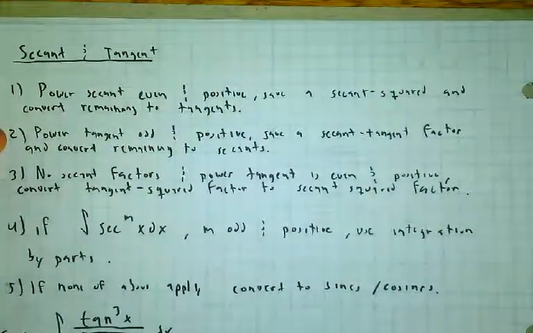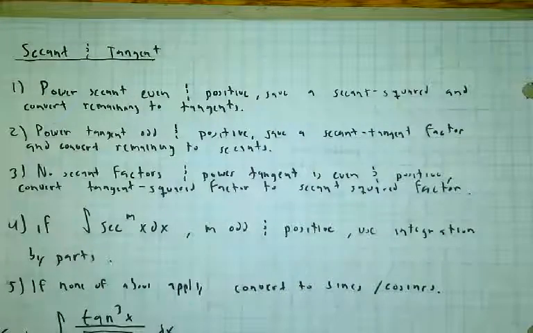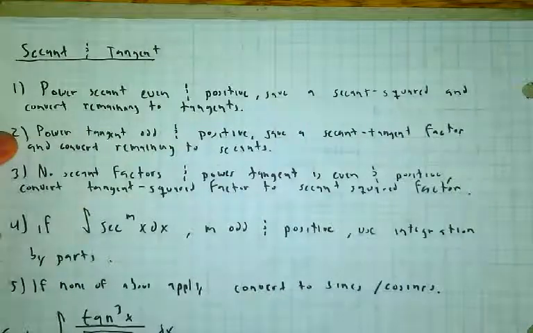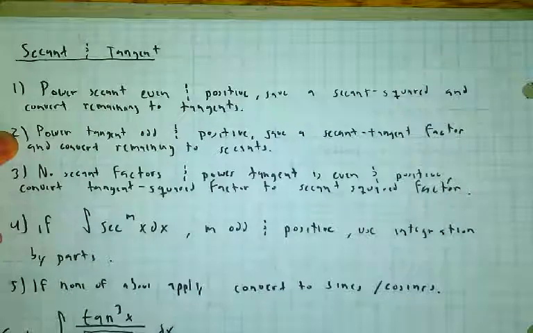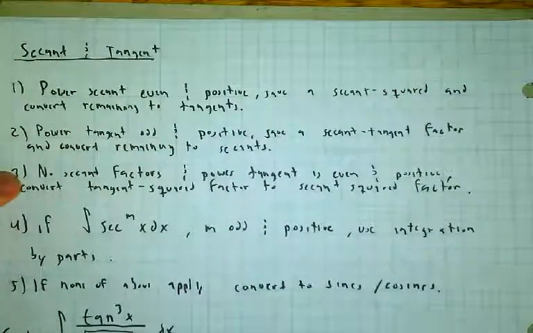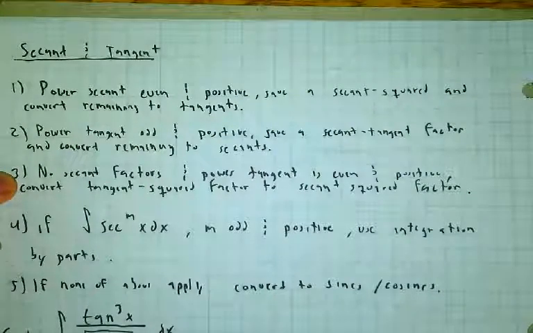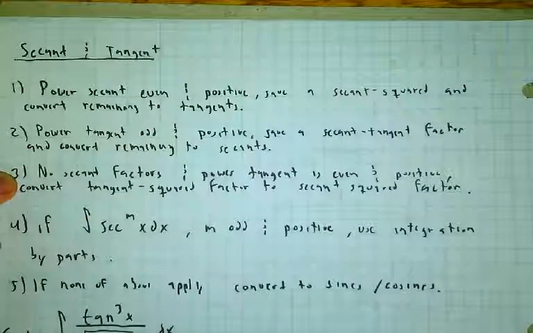Number 2 is if the power of tangent is odd and positive, we're going to keep a secant tangent. Now, this is assuming that whatever you're integrating also has secants with it. So you're going to save a secant tangent and convert the remaining to secants. Number 3, if you don't have any secant factors, in other words, if you only have a power of tangent and the power happens to be even and positive, you will convert the tangent square factor to secant square factors.